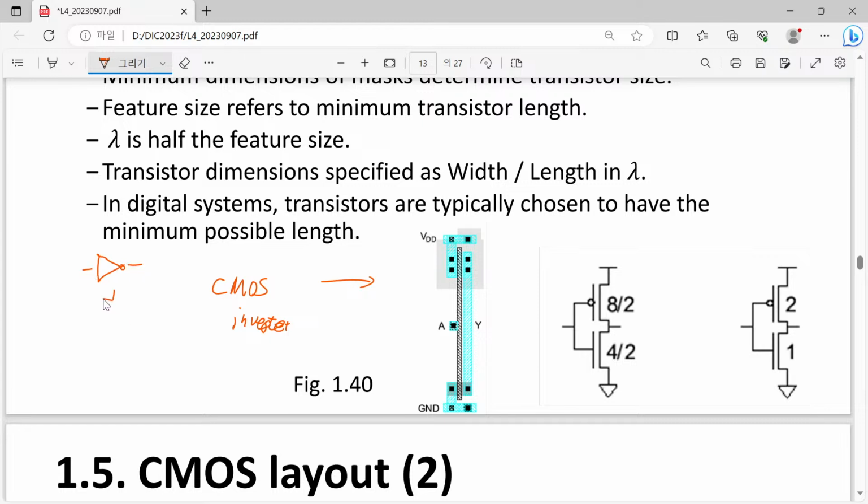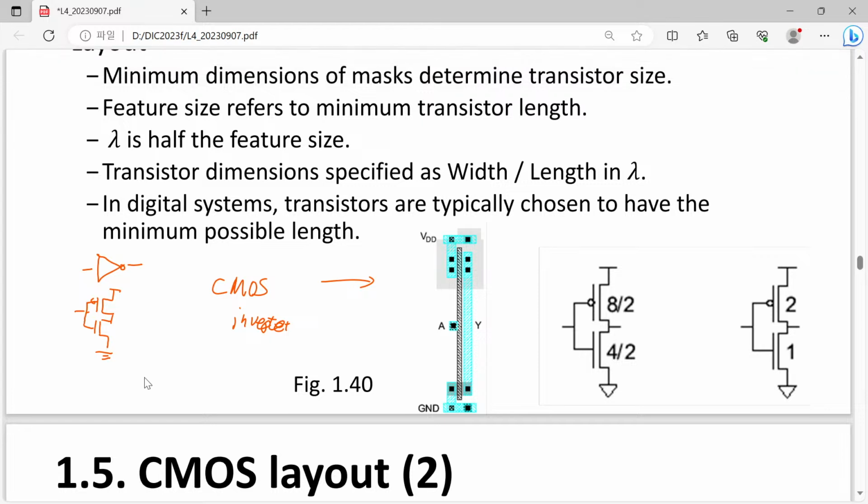After that, we can think about the connection of two MOSFETs. That is a circuit schematic. And on Tuesday and today we have seen the cross-sectional view, the cross-sectional view of our P MOSFET and N MOSFET.